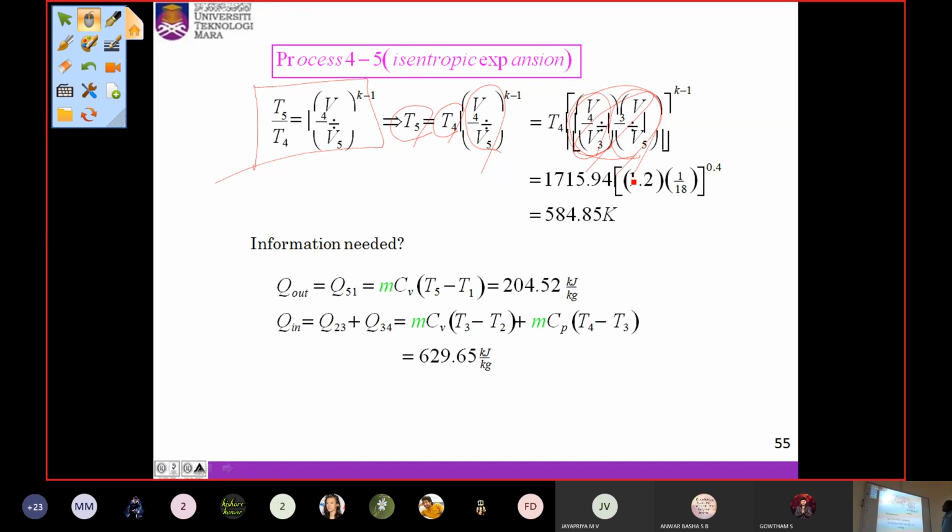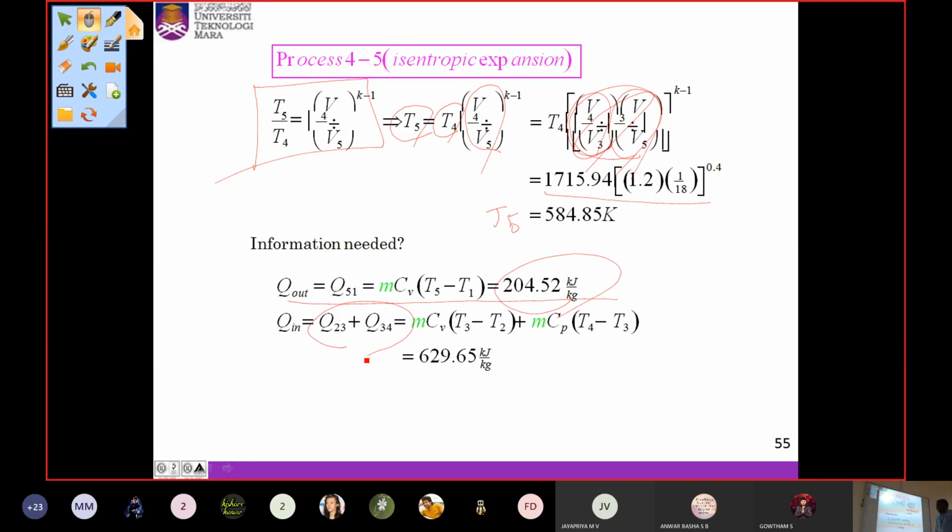Then if you substitute, we can get the value of T5. So this is the T5, and the value will be 584.88 Kelvin. Right, so we know here there is m Cv delta T, so we can get this m Cv delta T as 204.52 joule per kilogram.